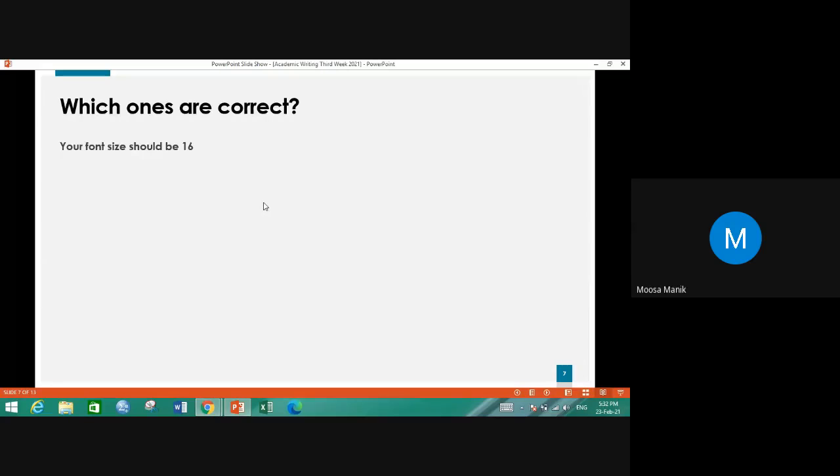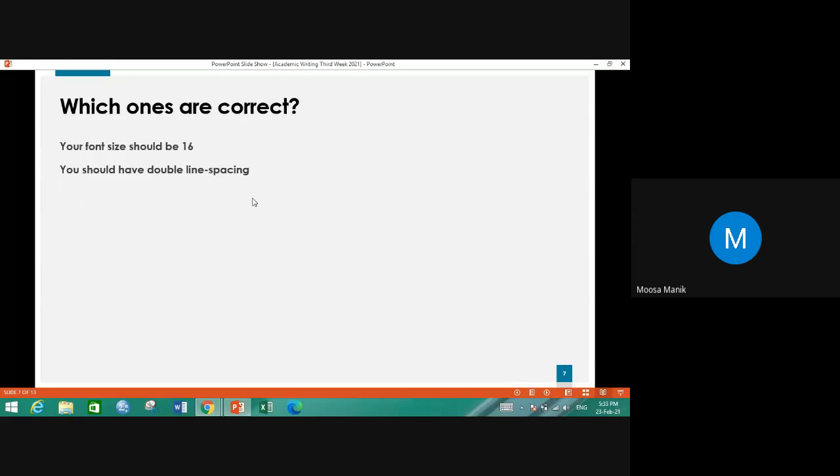Most often they would instruct you that your font size should be 12. Of course, if they say it's 12, it should be 12. Some people might say it might be 13, in which case you're also going to follow their instructions. All right.